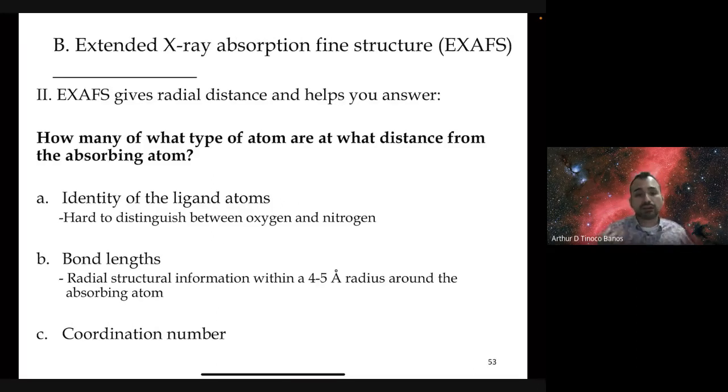But what's the value, the application? That's what you guys want to know, I'm sure. So XAFS gives radial distance and helps you answer the following: how many of what type of atom are at what distance from the absorbing atom? So it can reveal the identity of the ligand atoms. But I will note that it is hard to distinguish between oxygen and nitrogen, all right? That can be a little bit limiting because many biomolecules have oxygen and nitrogen, right?